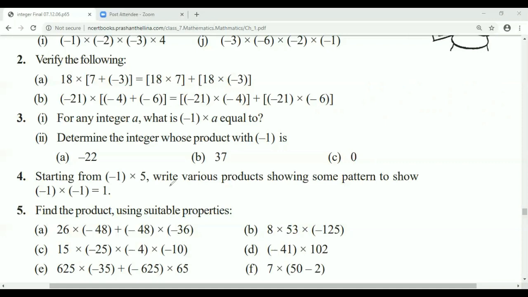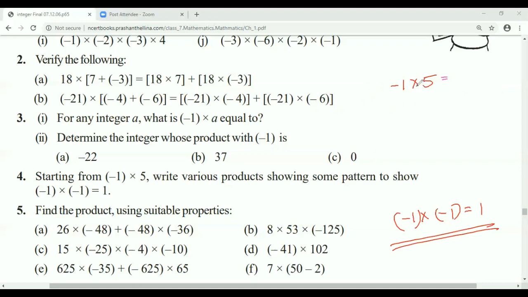Let's see question number 4. Starting from negative 1 into 5, write various products showing some pattern to show that negative 1 into negative 1 is positive 1. So we have to start from negative 1 into 5 and arrive at this statement. How do we do that? We already know negative into positive is negative.